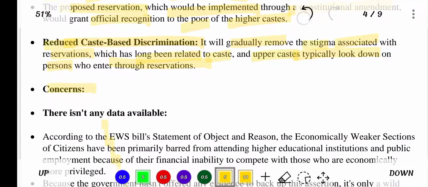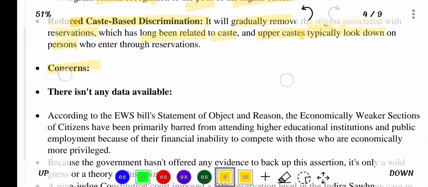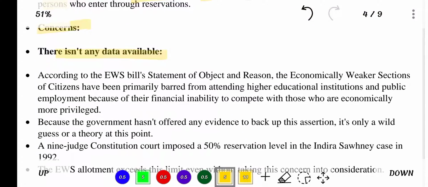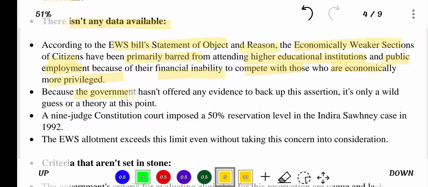So the concerns associated include: there isn't any data available. According to the EWS bill's statement of object and reason, the economically weaker sections of citizens have been primarily barred from attending higher educational institutions and public employment because of their financial inability to compete with those who are economically more privileged. Because the government hasn't offered any evidence to back up this assertion, it's only a wild guess or a theory at this point.